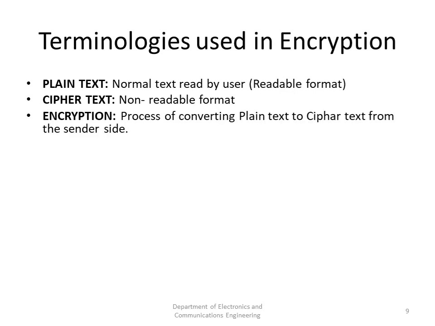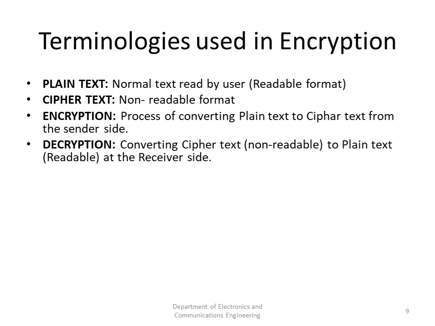Next is the word encryption. It is nothing but the process of converting the plain text to ciphertext from the sender side. Then we have decryption. Of course, whenever we are sending, we are going to encrypt it. The plain text gets encrypted and it becomes a ciphertext and we are sending it from the sender side. Then in decryption, we are going to convert that ciphertext, which is a non-readable format, to a plain text. This is the definition of what we are seeing and this happens at the receiver side.